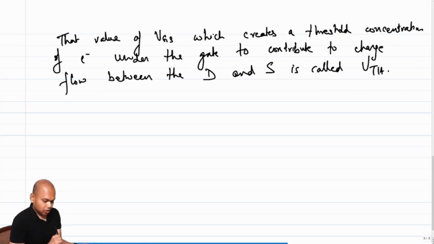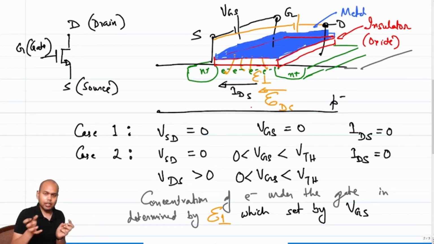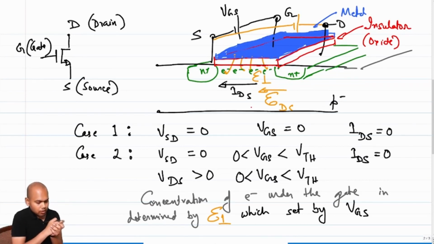So that is why, even if you have applied a voltage between drain and source, as long as the VGS is less than the threshold voltage, you will not have any flow of charge between the source and drain, right? So that is why your IDS will be 0 as long as VGS is less than the threshold voltage.